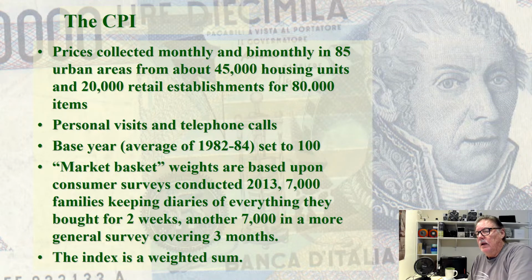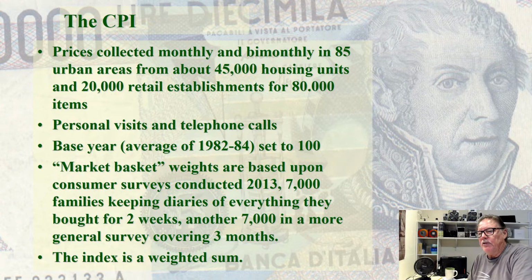Now, they give weights to the items in the index by establishing a market basket. It's not meant to really be the market basket of the typical consumer because no one consumes 80,000 items. Instead, it's meant to represent across the board all kinds of food, clothing, automobile expenses, housing expenses, medical expenses, and so forth, to give them the kind of weight that more or less is representative of what they regard as a typical household.